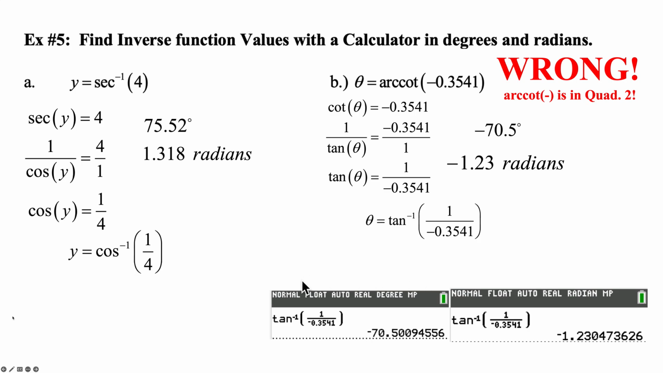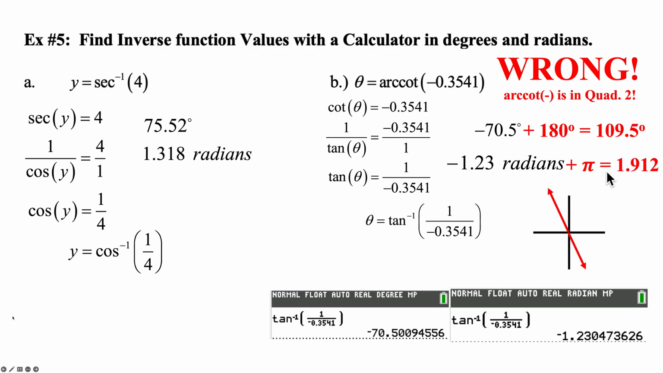So when you start looking at these, always remember what quadrant you are in. That's why we're building that XY coordinate plane with all those inverse tangents in it. All right, so this is my negative 70.5 degrees. I need to add 180 to put it up here into quadrant 2. There's my 70.5 reference angle. So we just take this answer, add 180 degrees to it, or add pi for radians. This is the appropriate answer. So again, be careful.